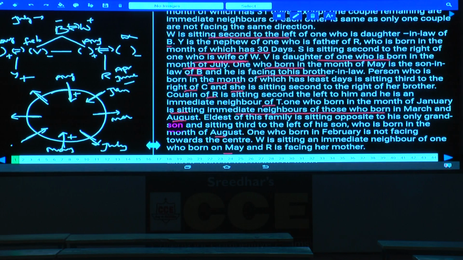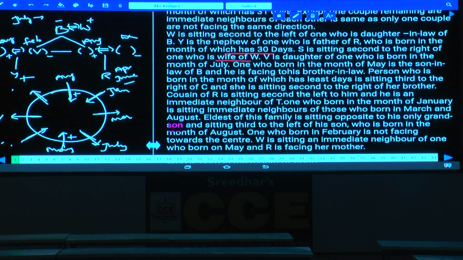If all these 5 persons were like this, now we have one piece of information regarding this February. W is seated second to the left of his daughter-in-law, and Y is the nephew of the one who is the father of R, and R was born in either a 30 or 31-day month. As R was born in either 30 or 31 days, hence R must be in these 3 places only, isn't it? And SC is seated second to the right of the one who is the wife of W. Who is the wife of W here? B.